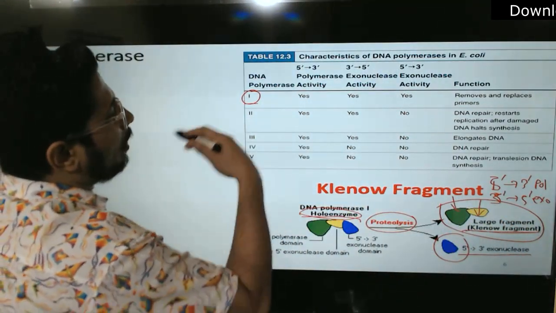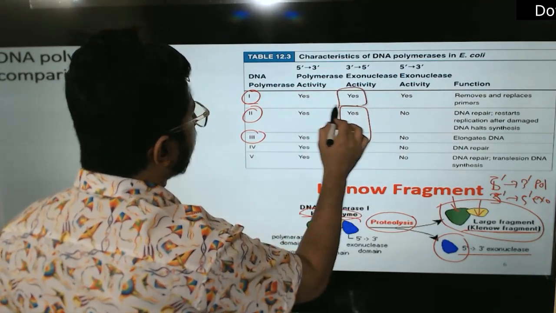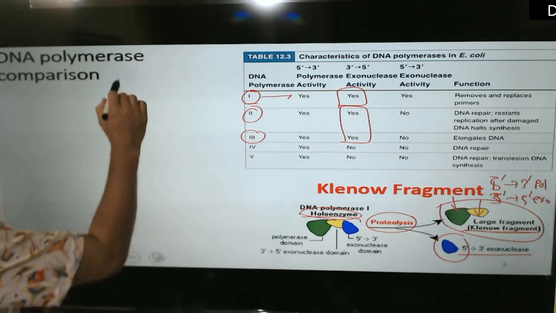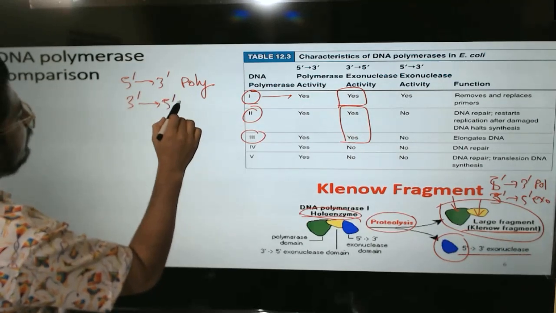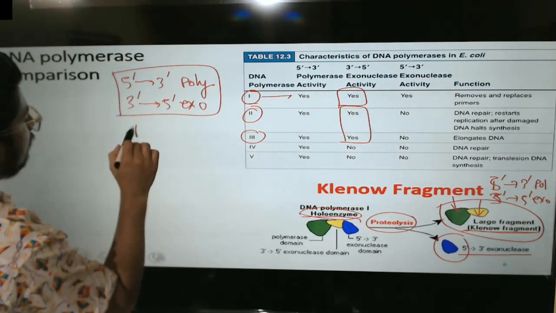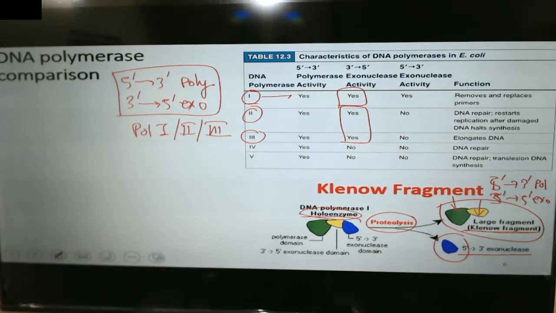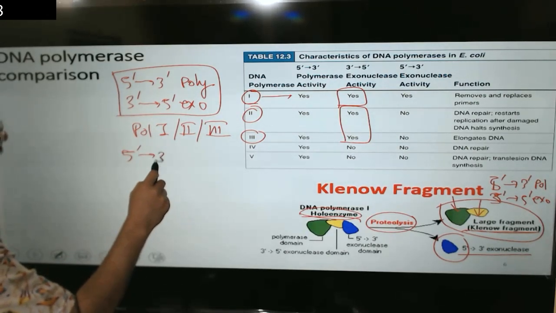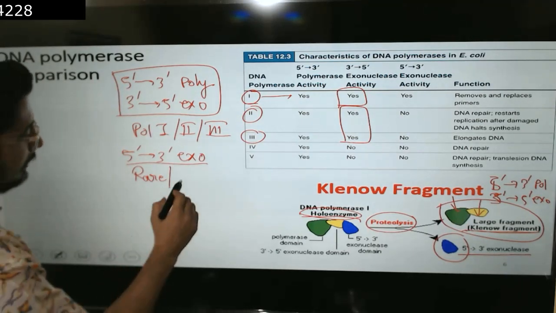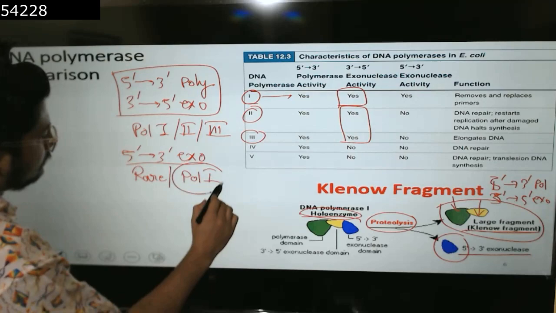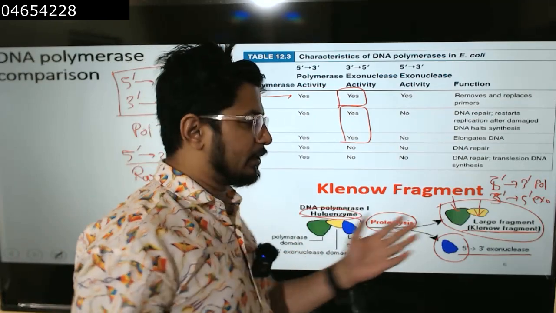Basically, Pol 2 and Pol 3 also share the 3' to 5' exonuclease activity, which is also shared by Pol 1. So 5' to 3' polymerization activity and 3' to 5' exonuclease activity are present in all polymerases 1, 2, 3. But the 5' to 3' exonuclease activity is rare. It's found only in Pol 1. And the moment we use proteolysis, we have these two fragments, one large, one small.